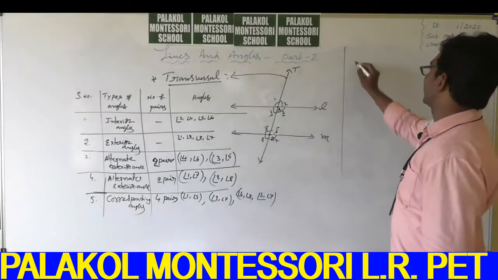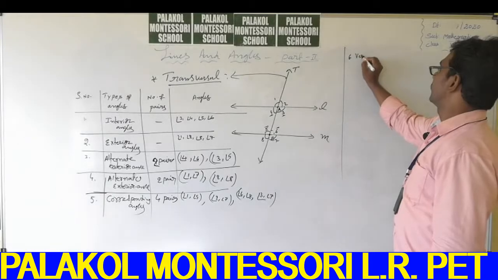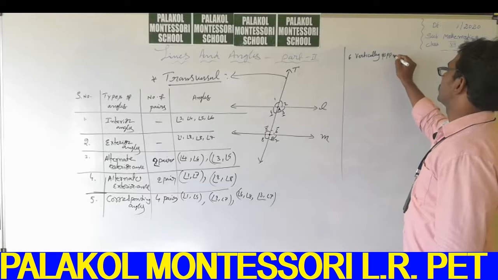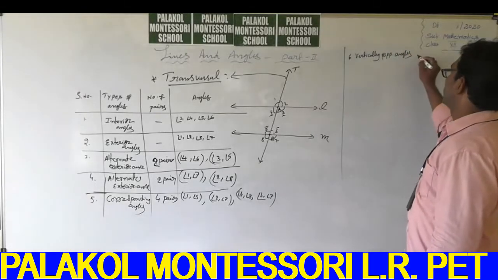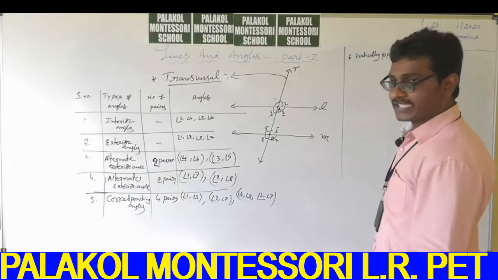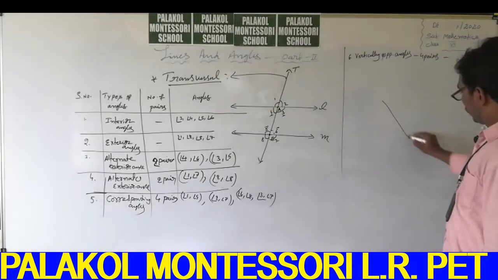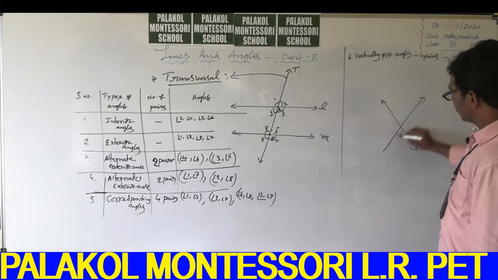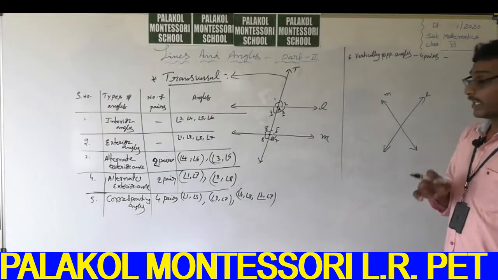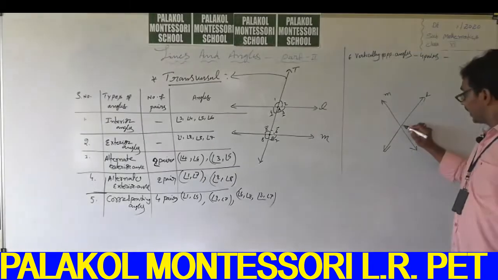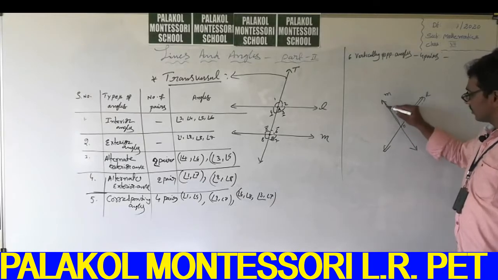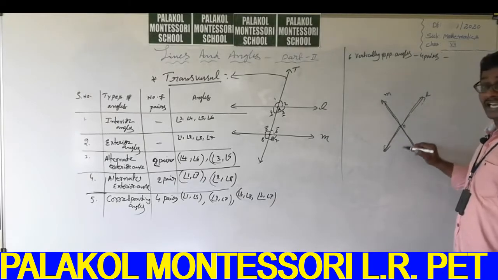Next, the sixth one, vertically opposite angles. This is also four pairs. Vertically opposite angles: guys, two lines intersect. L, M. Already I know that. Keep this point. Two lines intersect at one point, that is O. It forms different angles. Please remember that, intersecting lines.